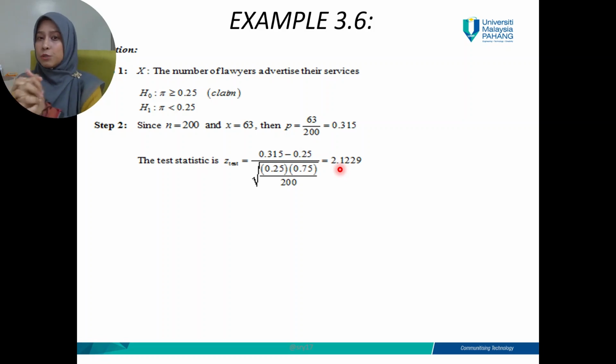Next, step 3 is to establish the critical value and the rejection region. So now how to do that? You need to look at your first step.